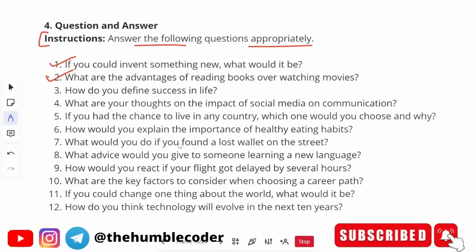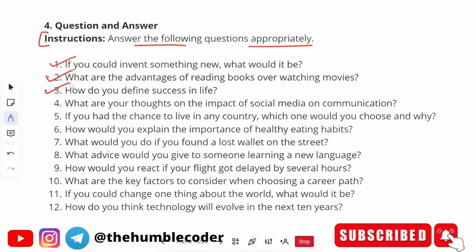What are the advantages of reading books over watching movies? So the answer for this one can be, reading books enhances imagination, improves vocabulary, and allows deeper understanding of characters and plots. Unlike movies, books let readers interpret the story in their own way and develop critical thinking skills. Moving on to the next question.